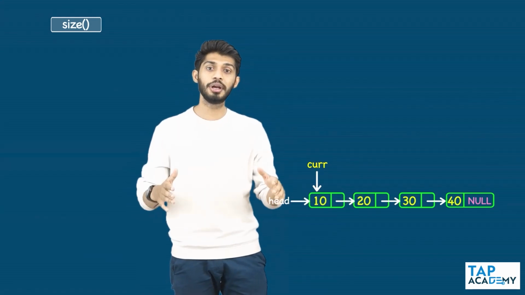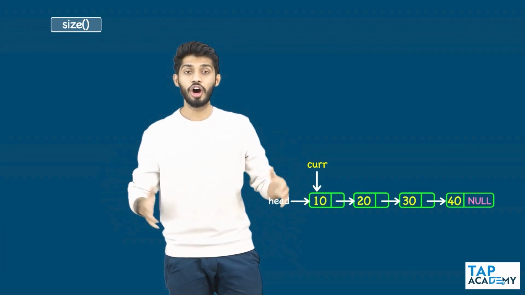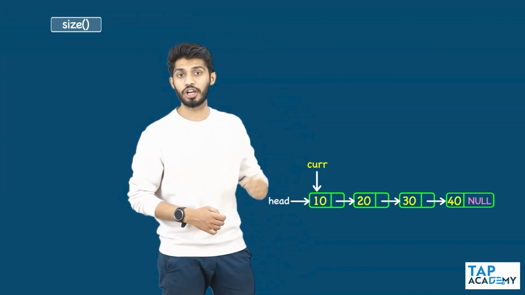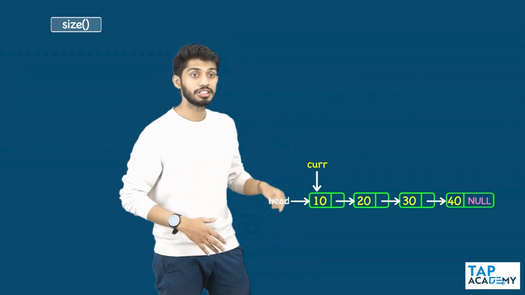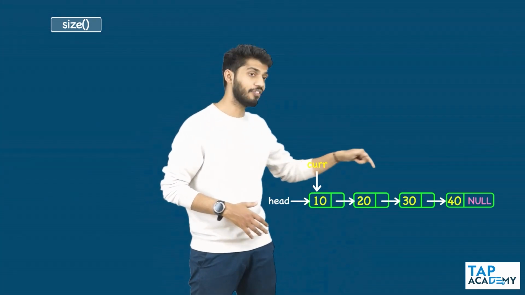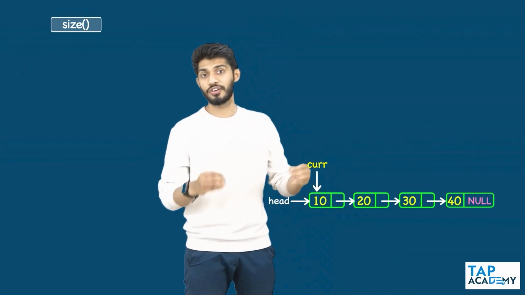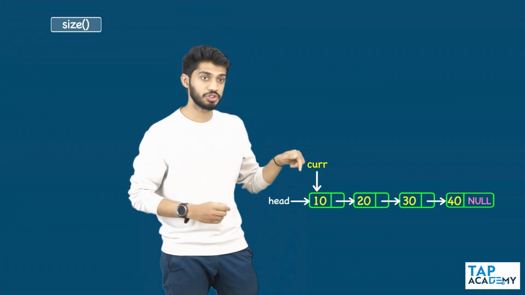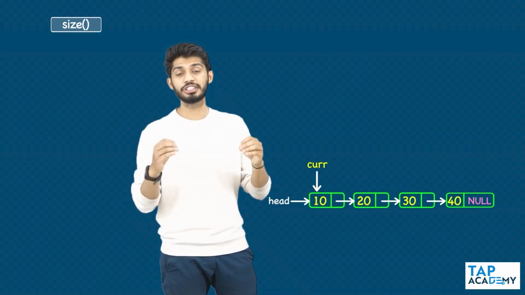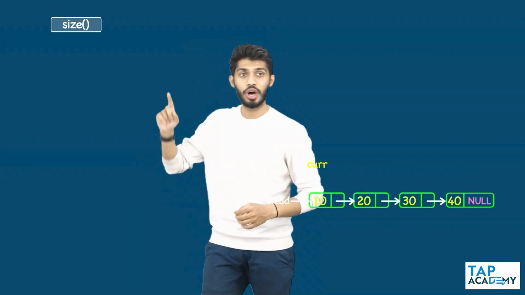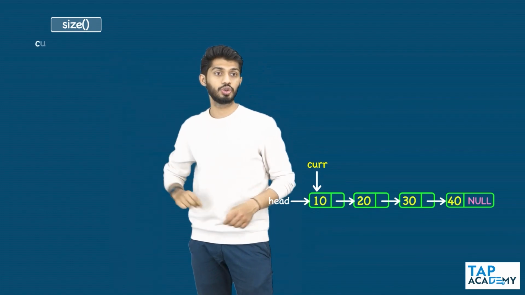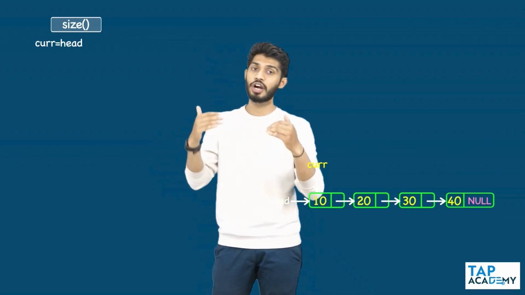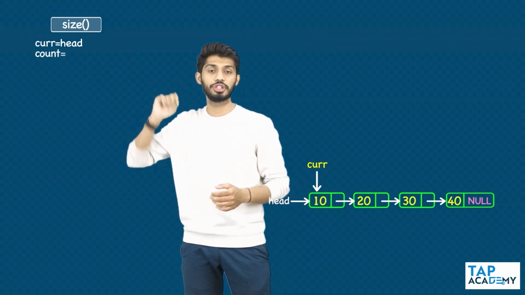Now how to implement this logic? It's very simple. Since I have to keep track of count, definitely I need to create a variable called count, and at the same time, since I have to go to each and every node over here, I need one more reference which refers to the node. So the reference I would like to take is current. So I will say current is equal to head. So current will be pointing to the first node at start. At the same time, I need to keep track of count. So starting count will be equal to 0.